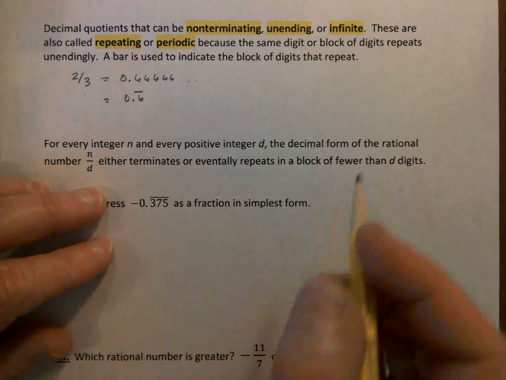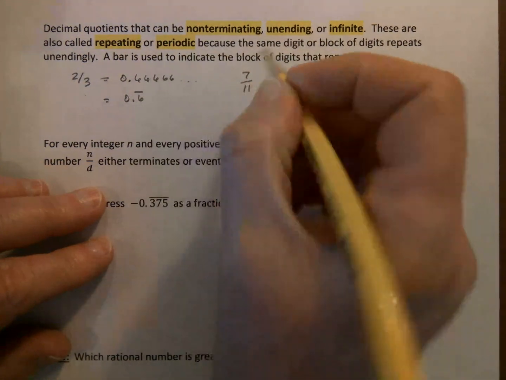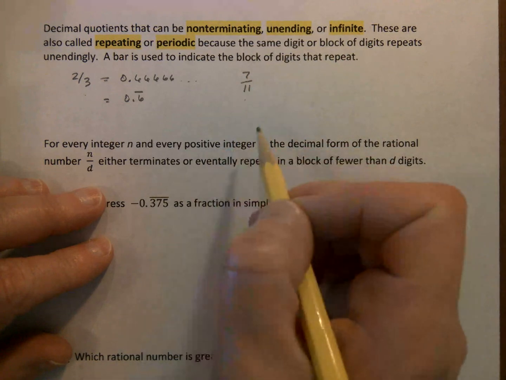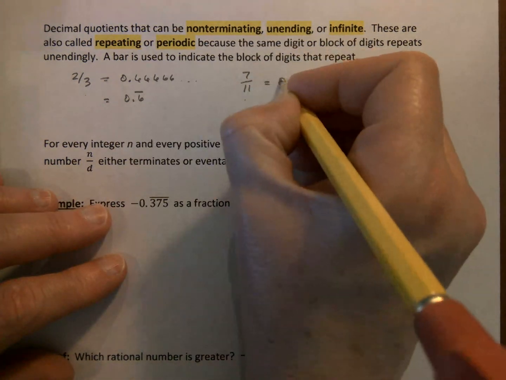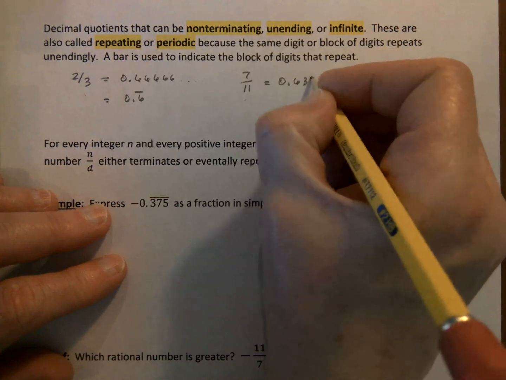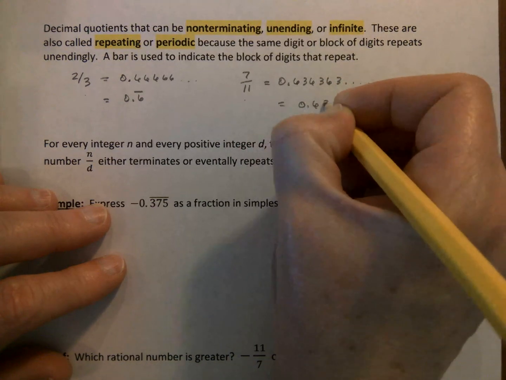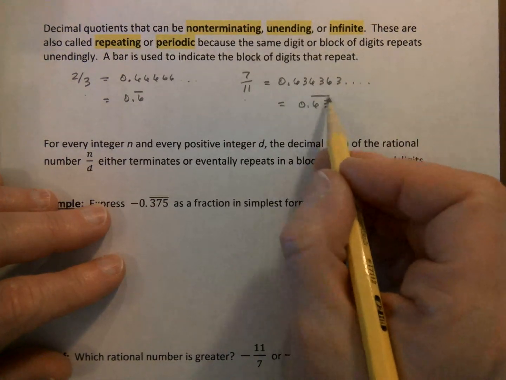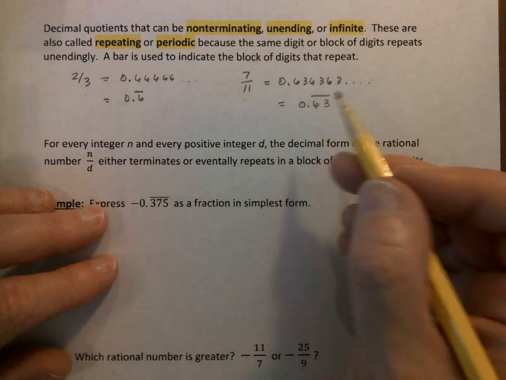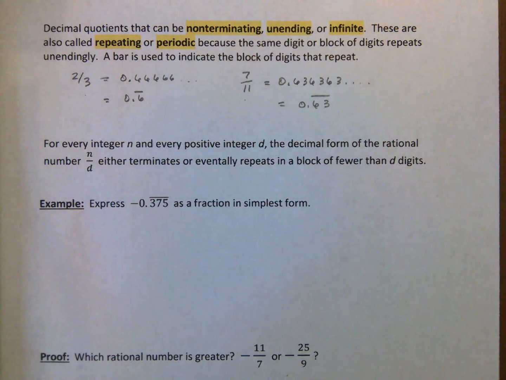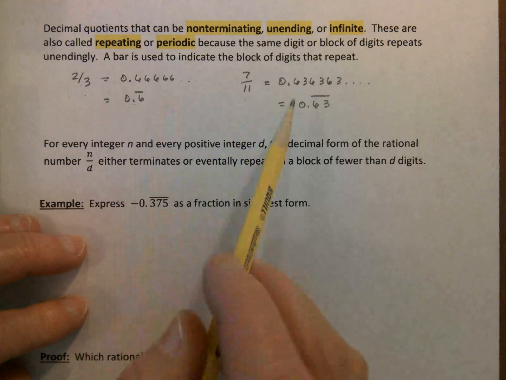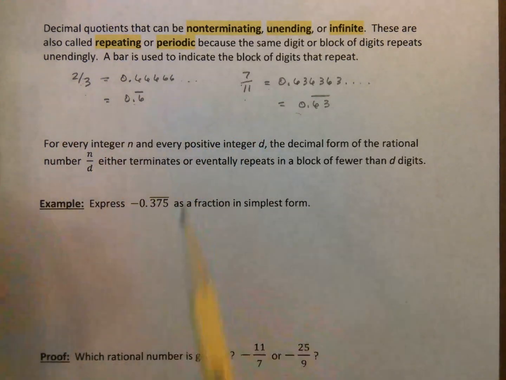If I have 7/11, again, this is a rational number because I can write it as a fraction of two integers. If I were to divide that, I would get 0.636363 and so on forever. And so I could write that as 0.63 with a bar over both the 6 and the 3 because that is the block or the period that is repeating. So we have two types. We have terminating or ending, and then we have non-terminating or non-ending, which are repeating. These are all still rational numbers, even though they repeat, because I can write them as a fraction of two integers.